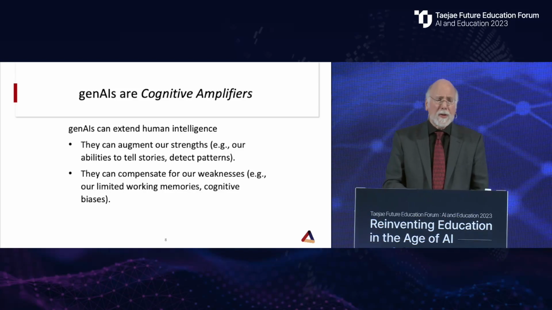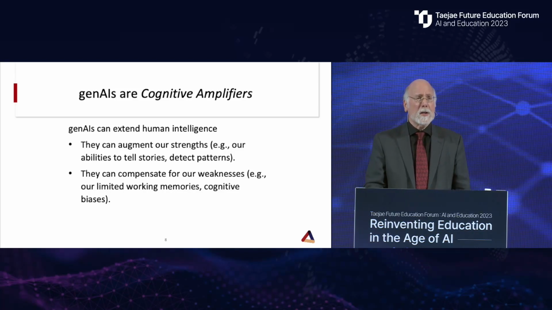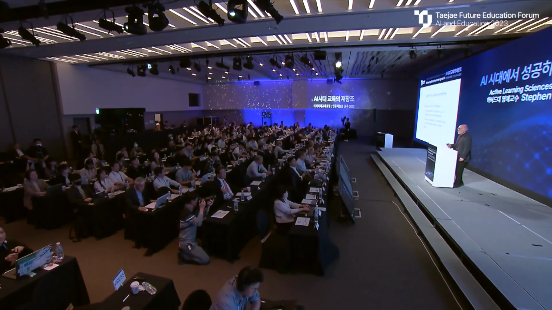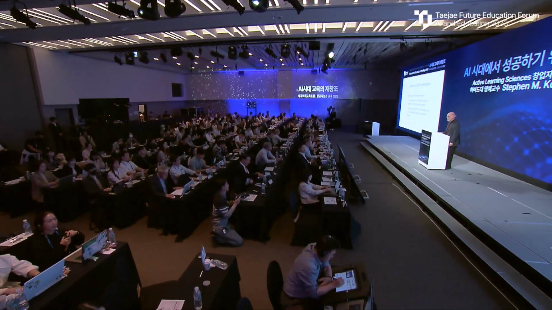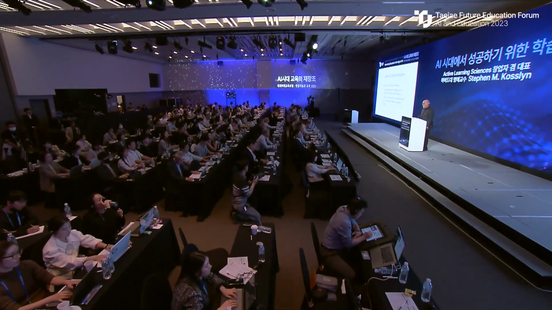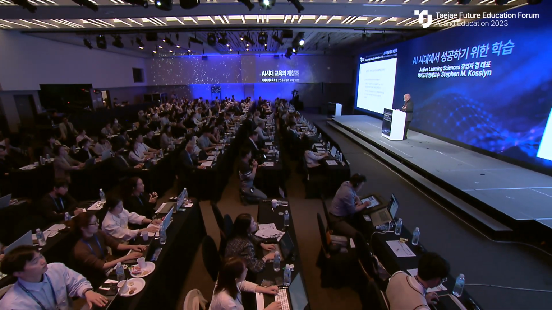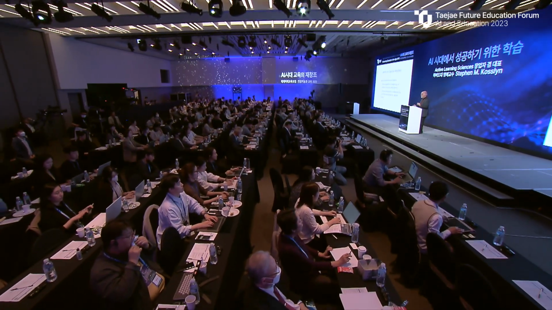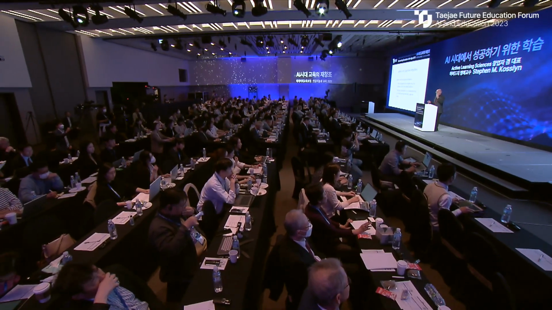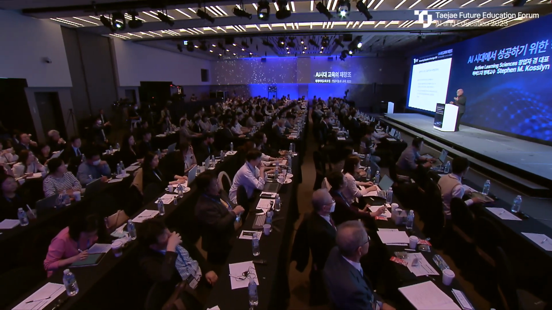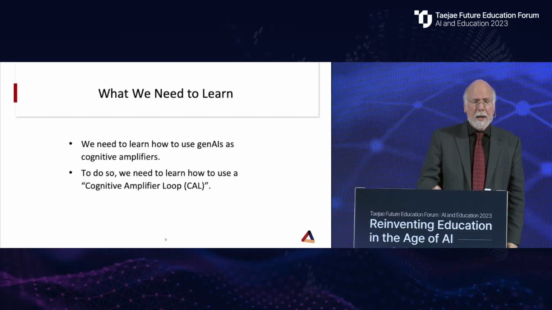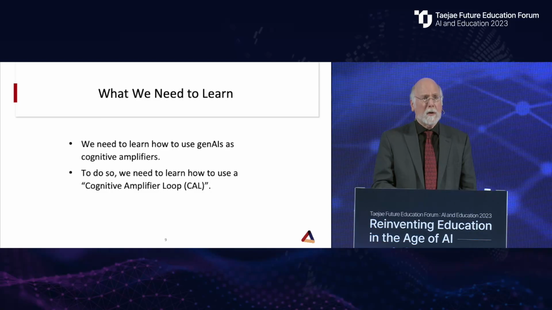I want to think about generative AIs as cognitive amplifiers. Cognitive amplifiers. So Gen AIs can extend human intelligence. They can augment our strengths. So for example, we're good at telling stories. We're very good at detecting patterns. Can augment those. Can also compensate for our weaknesses. So we have limited working memory. There's only so much we can hold in mind at once. And we have various cognitive biases. For example, we have a lot of weaknesses and strengths. So we need to learn how to use Gen AIs as cognitive amplifiers. That's the focus that I've got.